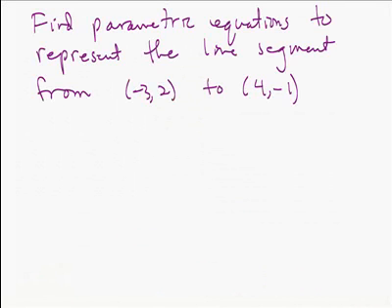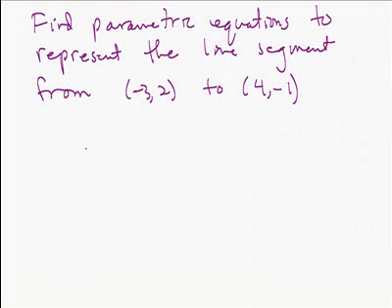Okay, I want to do one more problem then, and that is going to be something like number 27. I want to find parametric equations to represent the line segment that goes from (-3, 2) to (4, -1). As I mentioned, this is similar to number 27 out of your book, and I think you have a homework problem not unlike this as well.